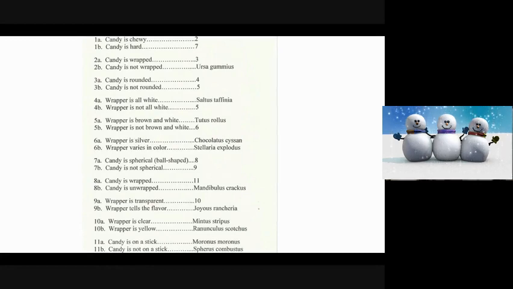Dum-dum is a sucker. What? Oh, right. Sorry. I thought you meant something else. Never mind. A dum-dum is a sucker.